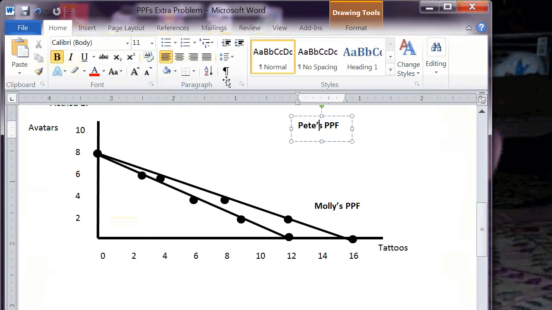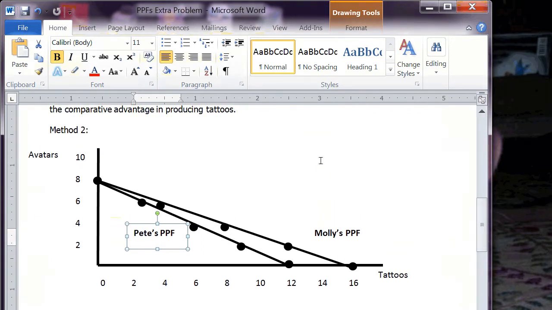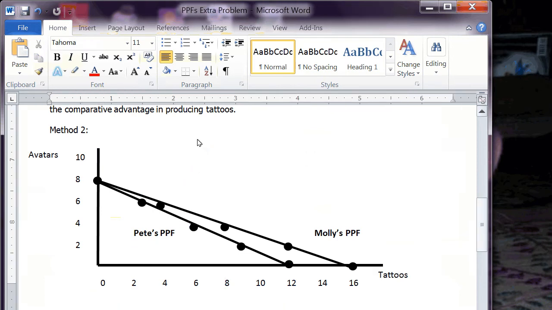And we'll label it, this is Pete's PPF. So what we see here is that Molly's PPF seems to be flatter toward the tattoos, towards this x-axis, and Pete's PPF seems to be flatter towards the y-axis, towards the avatars. So that's a unique trick that you can do. Whichever axis your PPF is flatter towards, that's what you have the comparative advantage in. So Molly has the comparative advantage in tattoos, and Pete has the comparative advantage in avatars.